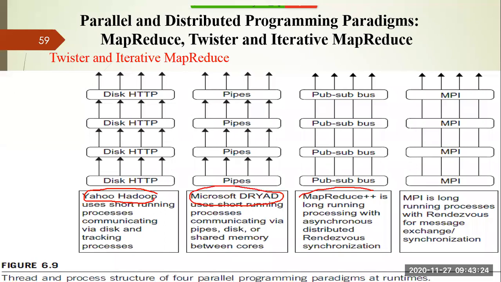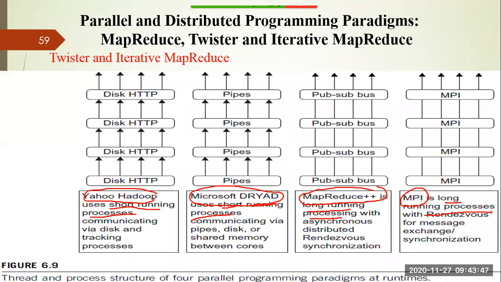Next one is your MapReduce. Next one is your MPI. If you compare these four parallel programming paradigms, you can see here Yahoo Hadoop and Microsoft Dryad are meant for short running processes. Short running processes, right? But MapReduce and MPI are done with long running processes.